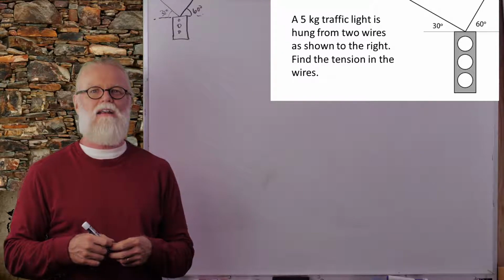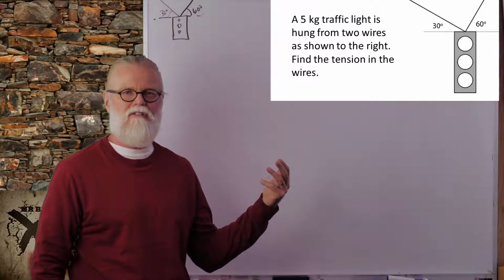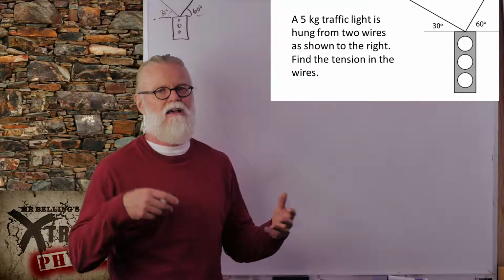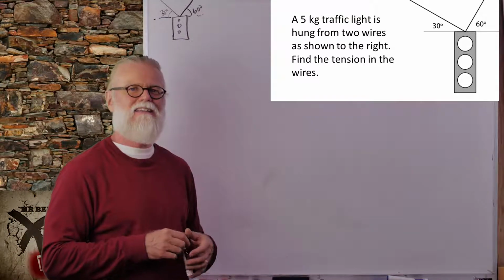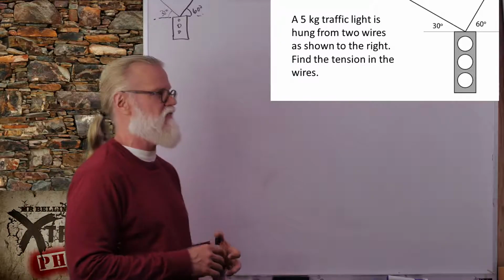As long as we do that, then even if we have a series of 7 equations and 7 unknowns, it's pretty manageable. On the other hand, if you just randomly calculate things and don't have a plan, it can get out of hand quickly. So let's take a look at a traffic light problem. This is a statics problem.